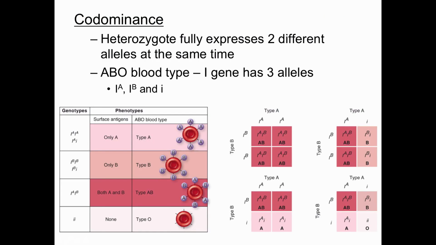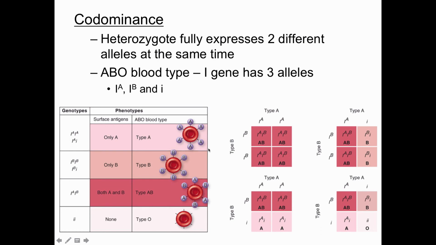All right, let's look at another example. This is called codominance. With codominance, the heterozygote is going to fully express 2 different alleles at the same time. A good example of this is blood typing in humans. And we'll do a lab on this in a week. So with blood typing in humans, our blood type choices are type A, type B, type AB, this is the codominant one, and type O.